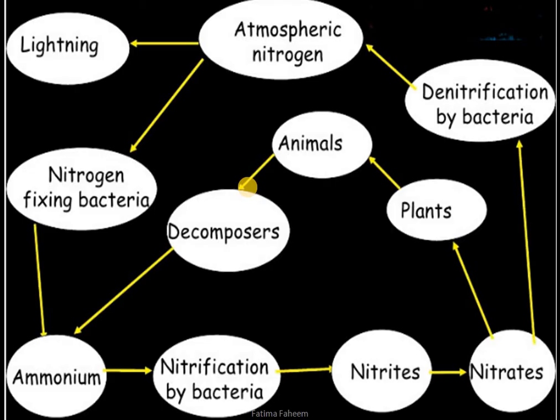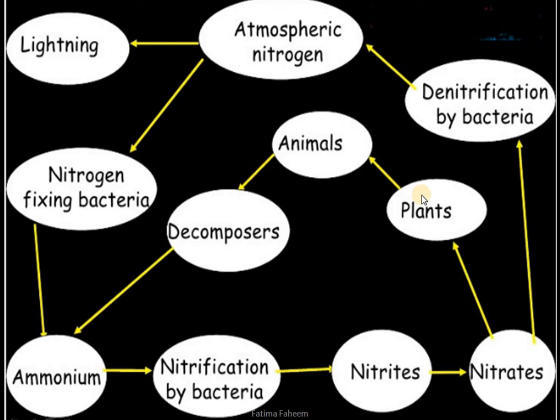This is another diagram to make you understand the process of the nitrogen cycle. It's very easy. You see that we have atmospheric nitrogen at the top. Lightning and nitrogen fixing cause the conversion of atmospheric nitrogen to ammonium ions. Then nitrification is done by certain bacteria to convert the ammonium ions into nitrites and then to nitrates. Remember that the conversion of ammonium to nitrites and nitrites to nitrate, both of these processes are called nitrification.